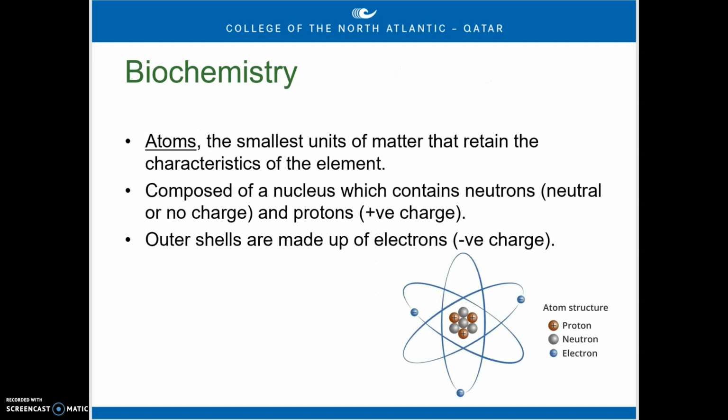Okay, when we're talking about basic chemistry or biochemistry, we start off with atoms. Atoms are the smallest units of matter that retain the characteristics of an element. Chemistry is the study of matter, so they start off studying atoms. Biology is the study of life, so we start off studying cells.